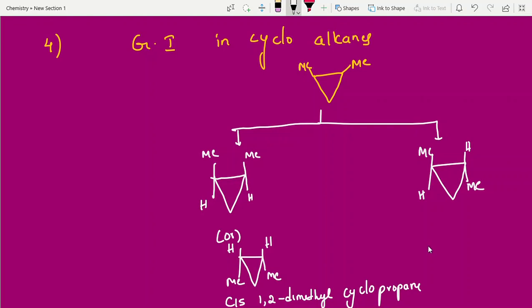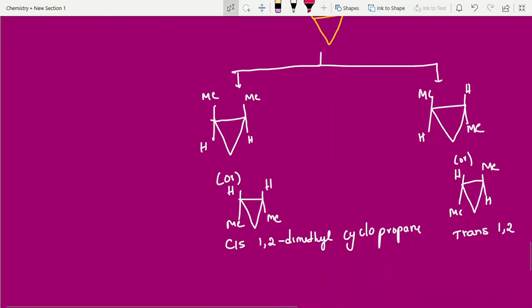Or some students will write in a different way also. What is another way? Don't write two. To understand, I am giving all examples, but in the examination you can write only one. Here, hydrogen, exactly opposite hydrogen, methyl group, methyl group. Finally, what we call it as trans 1,2-dimethyl cyclopropane. That's it. Clear? Now, next one.